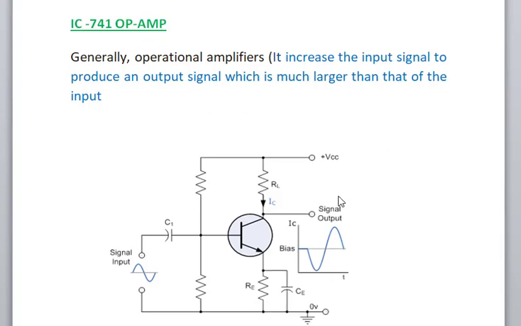What does it mean? If you apply an input signal, it has an amplitude. This amplitude of the input signal is amplified by the amplifier. It is an electronic circuit which amplifies the amplitude of the input signal. This amplifier circuit mainly consists of a transistor.